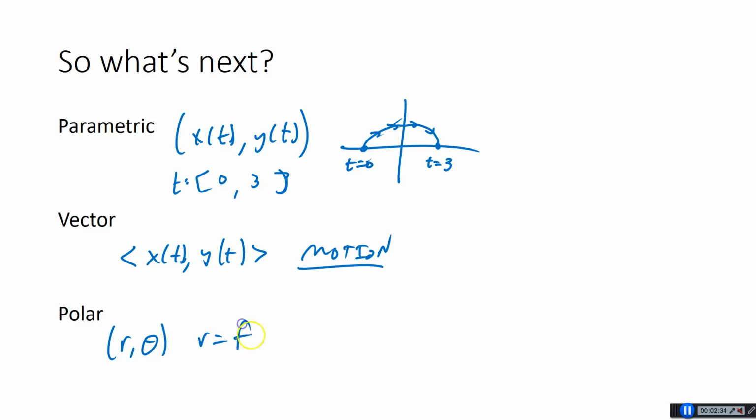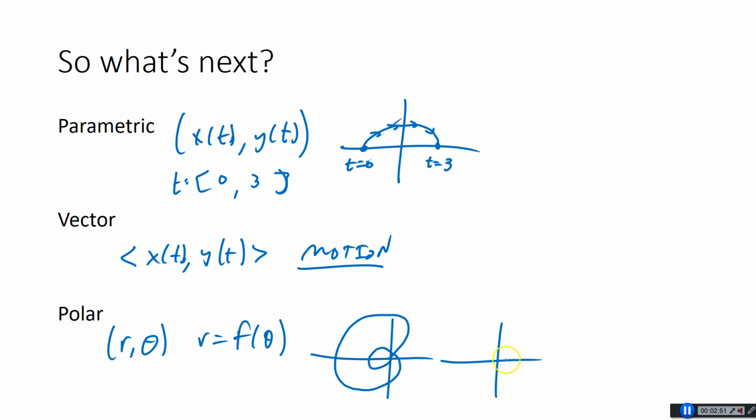So r is usually some function of theta. And this guy usually makes some kind of curves that are like curvy, kind of like swirly like this. So you may remember that from pre-calc where you have these, I think some of the pre-calc teachers make you name them like limacon and rose curves and different flower petal things. Sometimes you get things that look like this, right? If I could draw correctly.